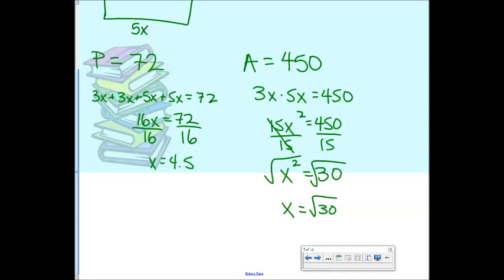So what was the difference between this one and this one? Maybe a little more complicated, but what kind of arithmetic do we do here? Adding, and what do we do here? Multiplying. Okay, so the difference is that you plug it into the formula you know. For perimeter, we add. For area, we multiply.